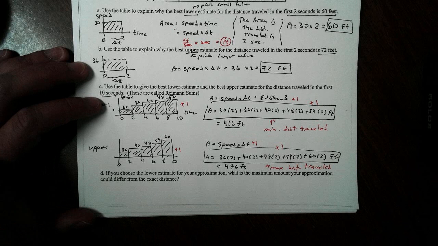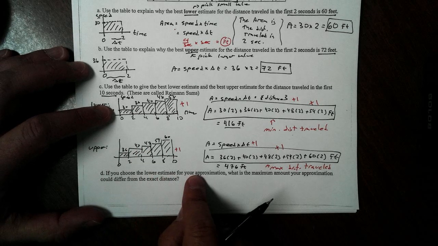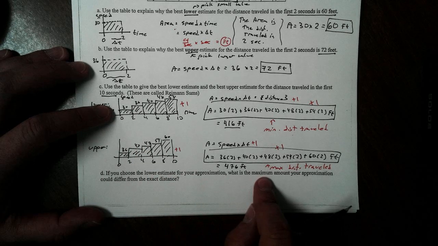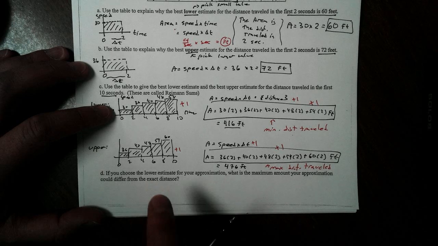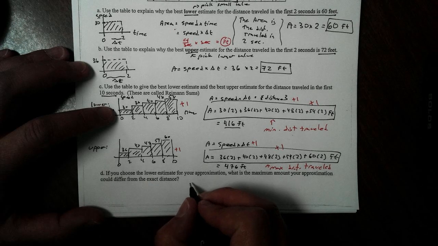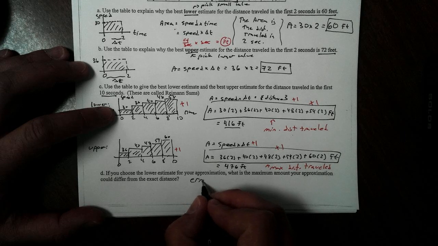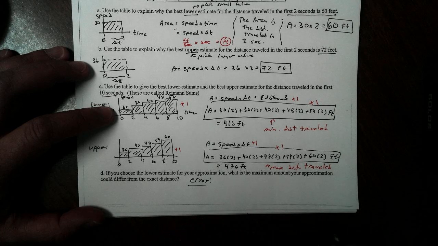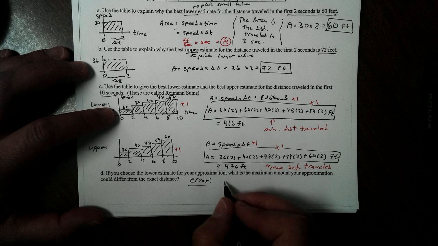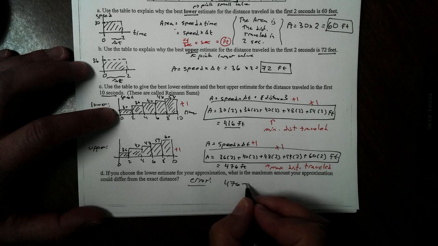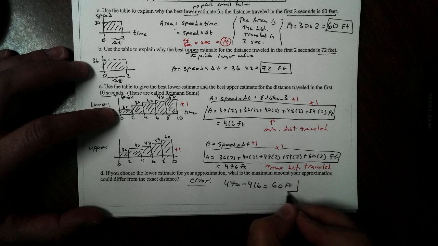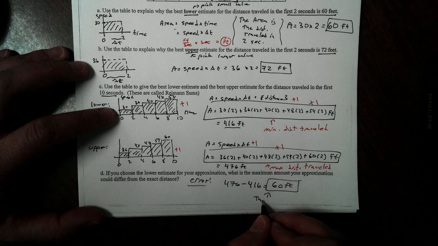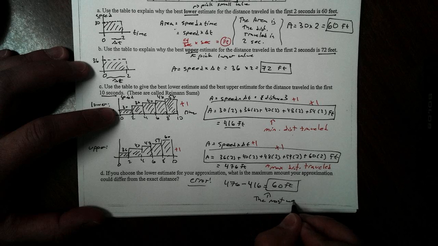All right, the last question says, if you choose the lower estimate for your approximation, what is the maximum amount your approximation could differ from the exact distance? Well, this is just basically like our error, right? That's our error stuff. What's the maximum we can do? Well, we can take the 476 minus the 416, and you get 60 feet. So what does this tell us? This is the most we could be off by.